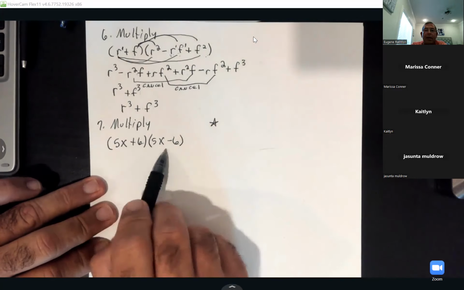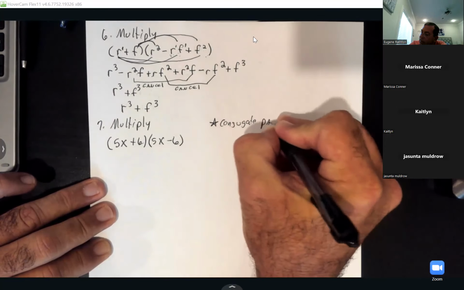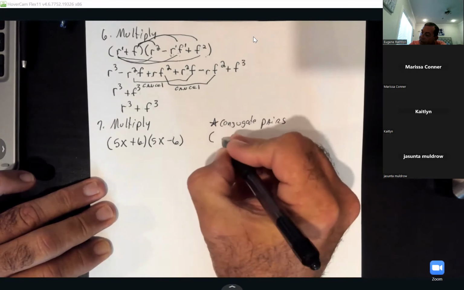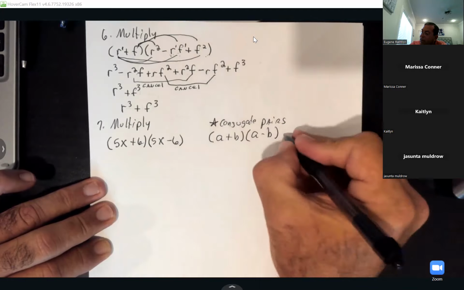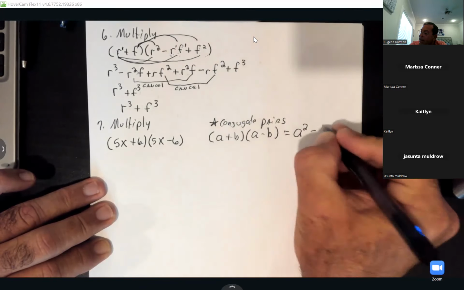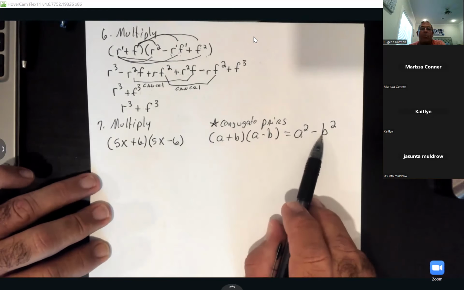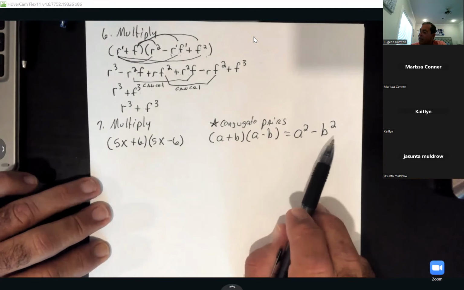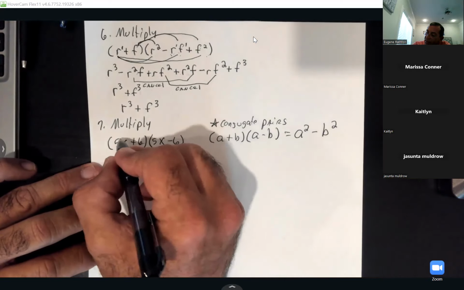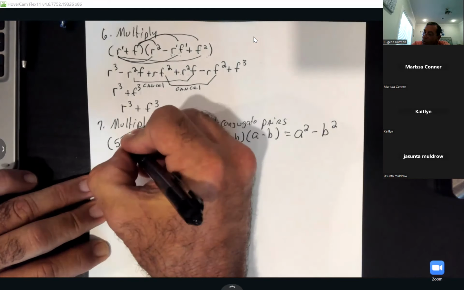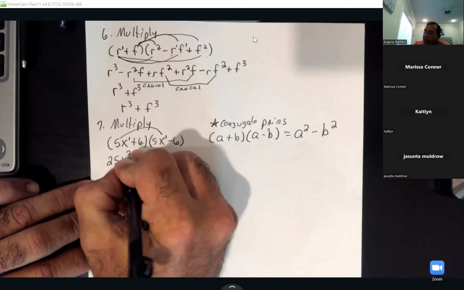Anytime you multiply conjugate pairs like this, so if you got, say, a plus b times a minus b, you're going to end up with a squared minus b squared. You're going to end up with that difference of perfect squares stuff that we were factoring on Tuesday, okay? So I will fold it all the way out so that you see that. So the 5x times 5x, 1 plus 1 will make that a 25x squared.